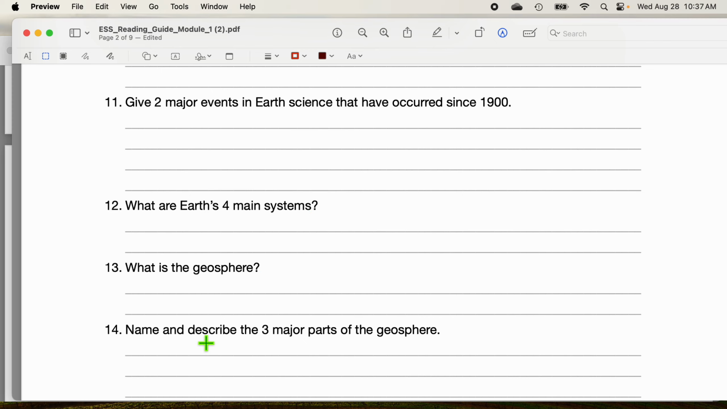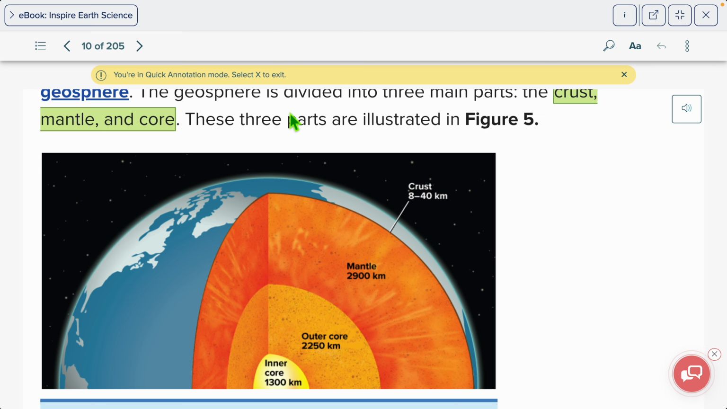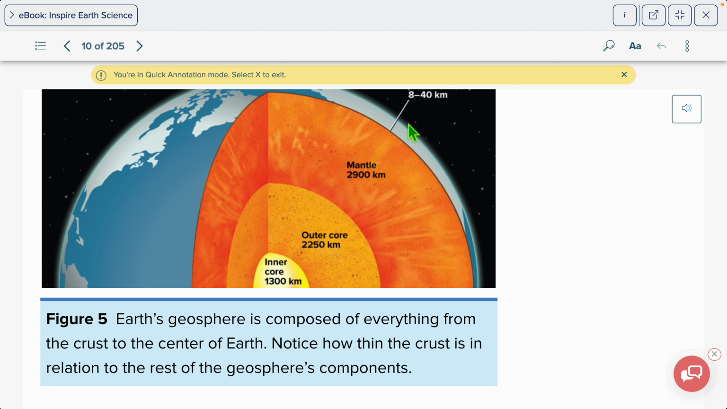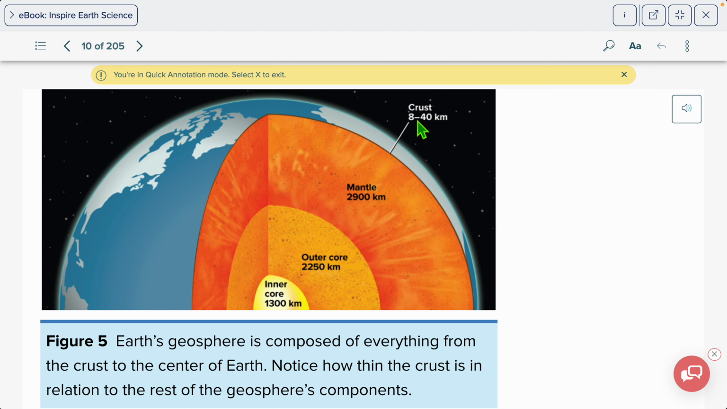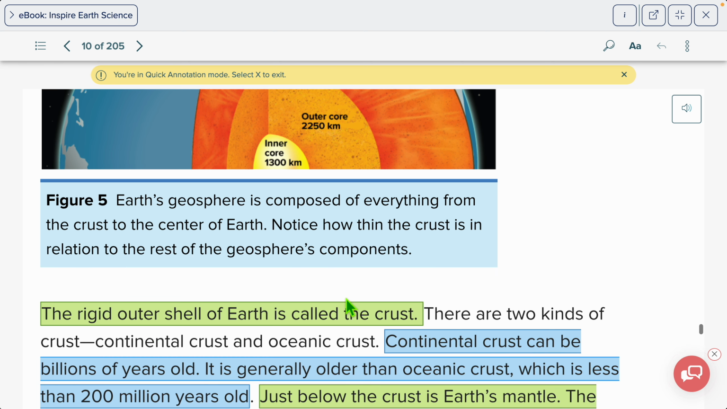So number 14 says name and describe the 3 major parts of the geosphere. So you have the crust, the mantle, and the core. It says to describe them. You kind of list where they are, maybe. Like the crust is on the outside. It's like 8 to 40 kilometers thick. I'll probably get most of my description from this, really. The mantle is below the crust, and it's about 2,900 kilometers thick. The outer core is about 2,250 kilometers thick below the mantle, and then the inner core is at the very center of the Earth. It's about 1,300 kilometers in diameter. You get more of that from here.